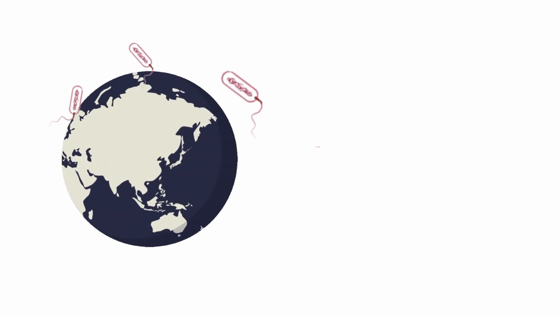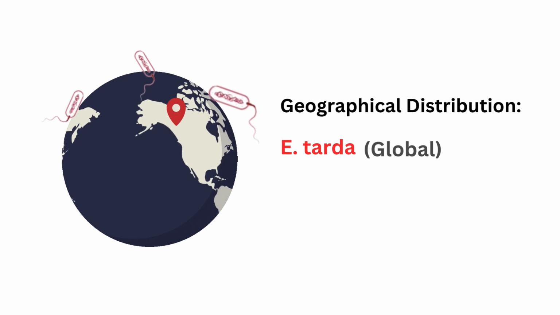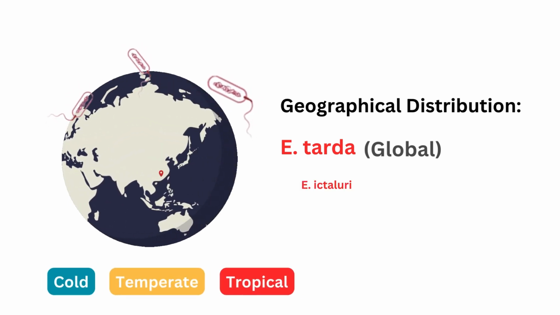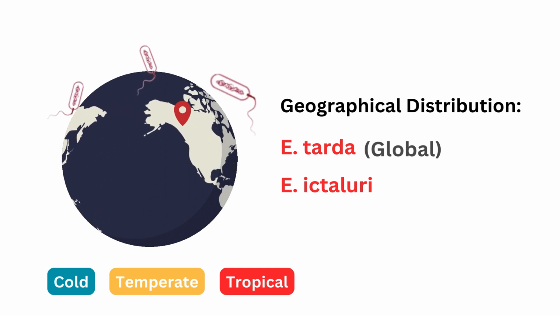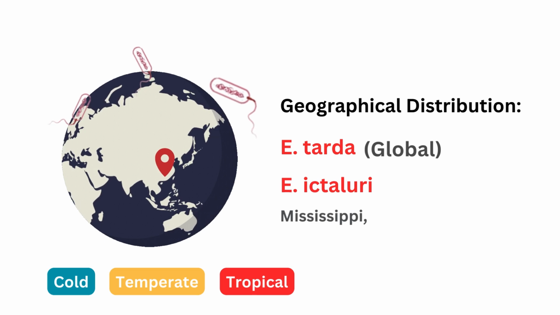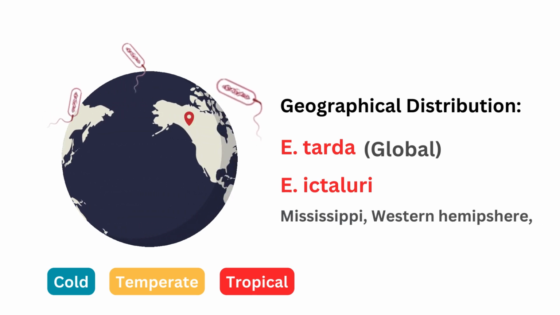Edwardsiella species such as Edwardsiella tarda can be found across the globe in various climate conditions, including cold, temperate, and tropical. However, Edwardsiella ictaluri is geographically distributed in temperate and tropical regions, particularly the Mississippi area in the Western Hemisphere, Florida, and Vietnam.